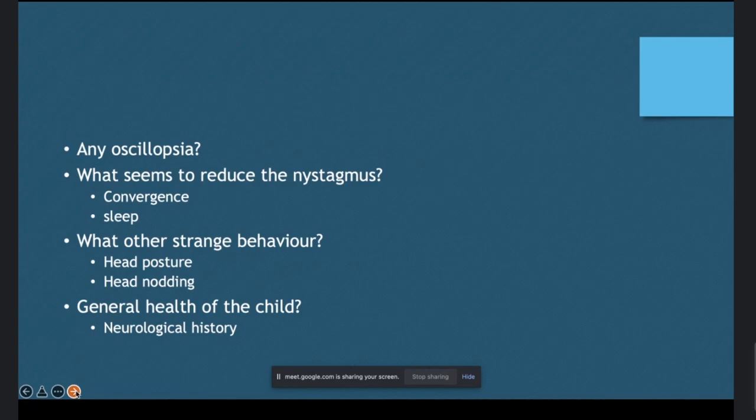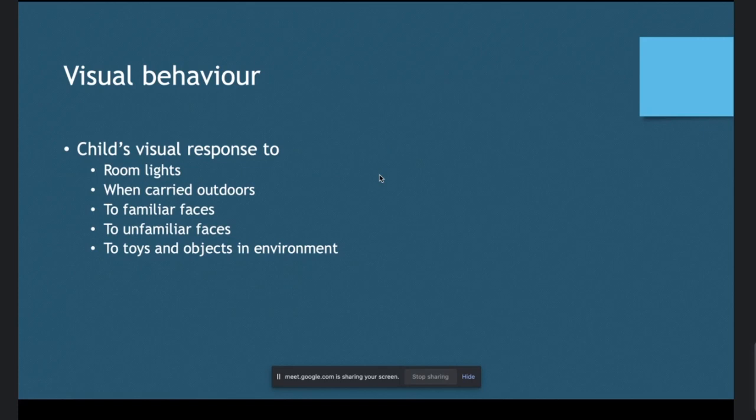And then you also want to ask a little bit more about the visual behavior, because a lot of qualitative questions you have to ask. How is the child when the room lights are turned off, when carried outdoors, to familiar faces, unfamiliar faces, to toys and objects in the environment? You're trying to gauge, is the vision affected? Is the vision less along with the nystagmus? Is there any specific indication that this could be a rod or a cone problem?